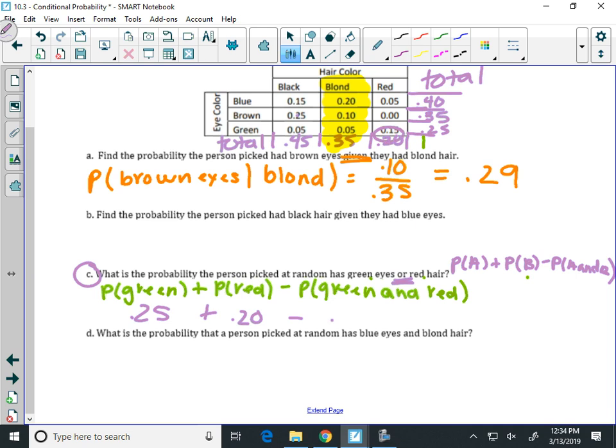0.15. And again, and is where they intersect. The totals for both is where they have both, so where they intersect on the table. And then you just plug that in your calculator. 0.25 plus 0.20 minus 0.15 is what? 0.30. So about 30% of that entire population that was surveyed has either green eyes or they have red hair.